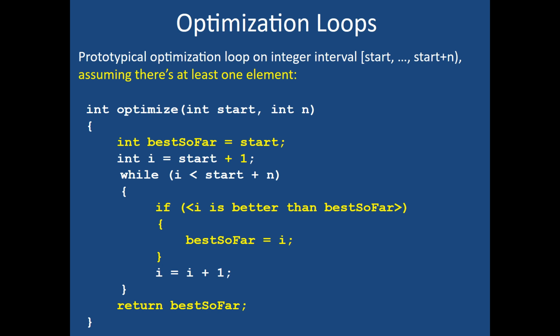Now, what if you are not allowed to assume? What if there's a possibility there will be no elements? Like the string is going to be empty, or the scanner could be empty, or the integer interval could be empty. What do we do then? We can't initialize best so far to the first element if there is no first element. Do we just put a conditional in? Okay, we could put a conditional in. So the first thing you could do is say, if there are no elements, do something. And what something should we do if there are no elements to look at?